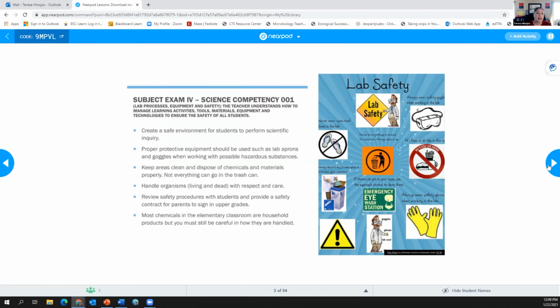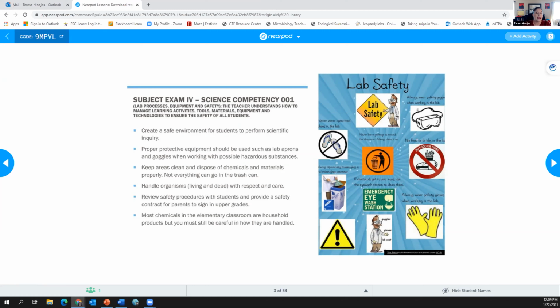So the science portion of the exam has a total of 18 different competencies. The first couple, like I said, are more general, things that you should know about science in general. But with science, you should always create a safe environment. There's proper protective equipment that should be used, such as aprons and goggles. And you also want to be careful with any hazardous substances that you might be working with. For EC through 6, you more than likely won't be working with any of that stuff until you get to probably 4th or 5th grade.